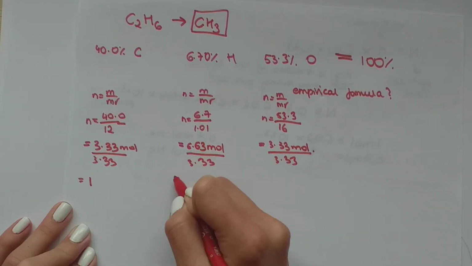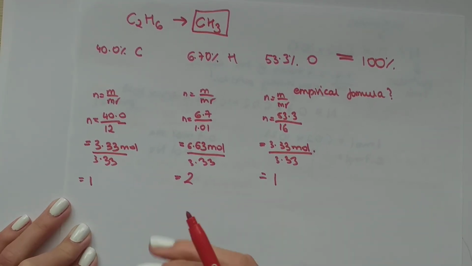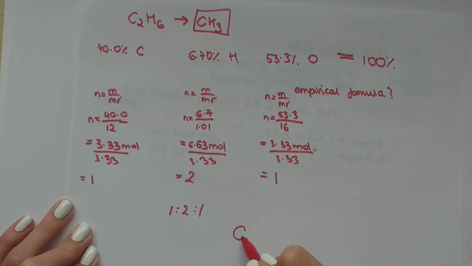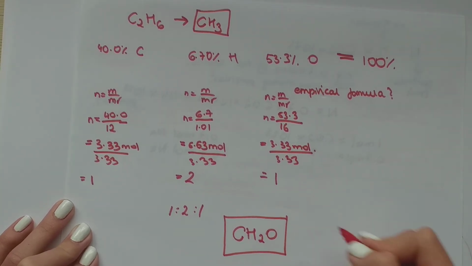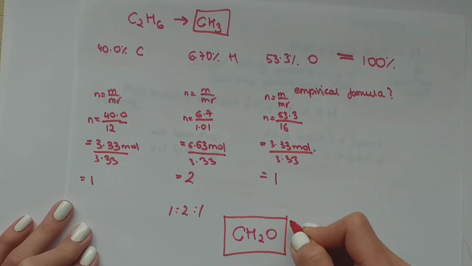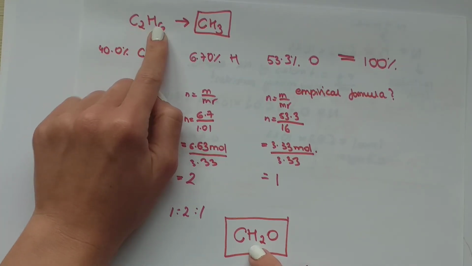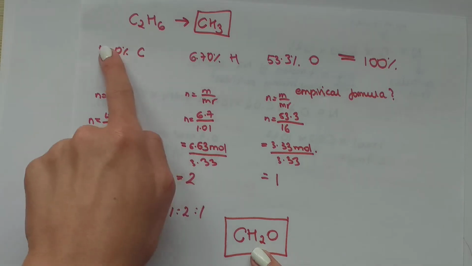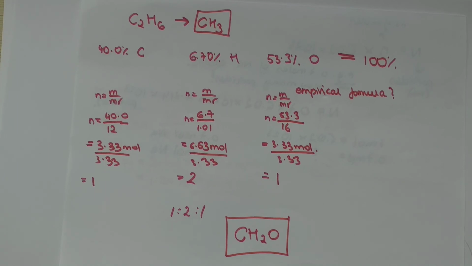This would be 1, this would be 2, this would be 1. So now we have whole numbers. You can straight away see the molar ratio is 1 to 2 to 1. So carbon, 2 hydrogens and oxygen. As you can see, you can't draw this out. Therefore, this is our empirical formula. This is the simplest ratio. Just like with ethane here, CH3 was the simplest ratio. This is the simplest ratio, the empirical formula of this compound that has 40% of carbon, 6.7% of hydrogen, and 53.3% of oxygen.